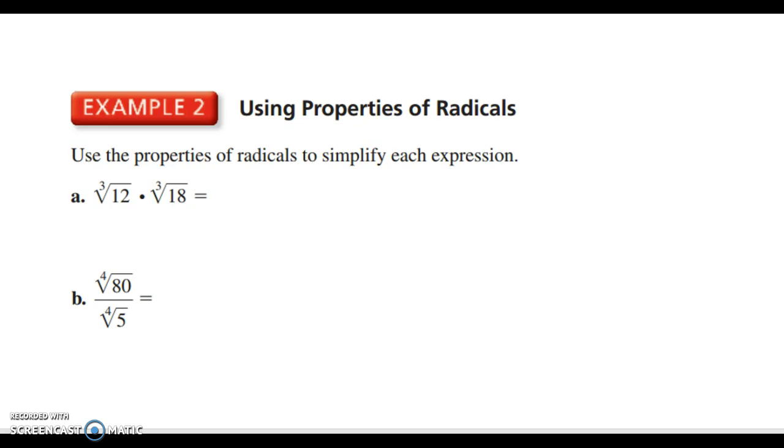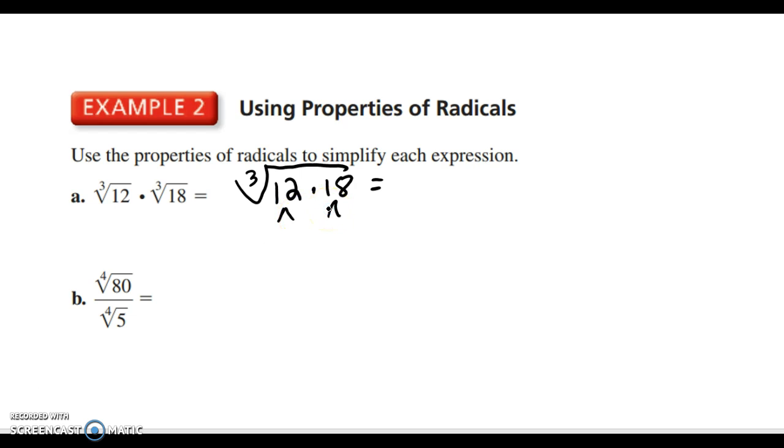Now let's move to your notes packet. Let's look at example 2, where we want to use the properties you just looked at in your journal to simplify each expression. With multiplication, since they're both the same radicand, so they're both cubes, you can multiply these two together, 12 times 18. We can then multiply 12 times 18, but instead of doing that, we're going to eventually have to factor tree anyway, so I'm just going to factor tree now.